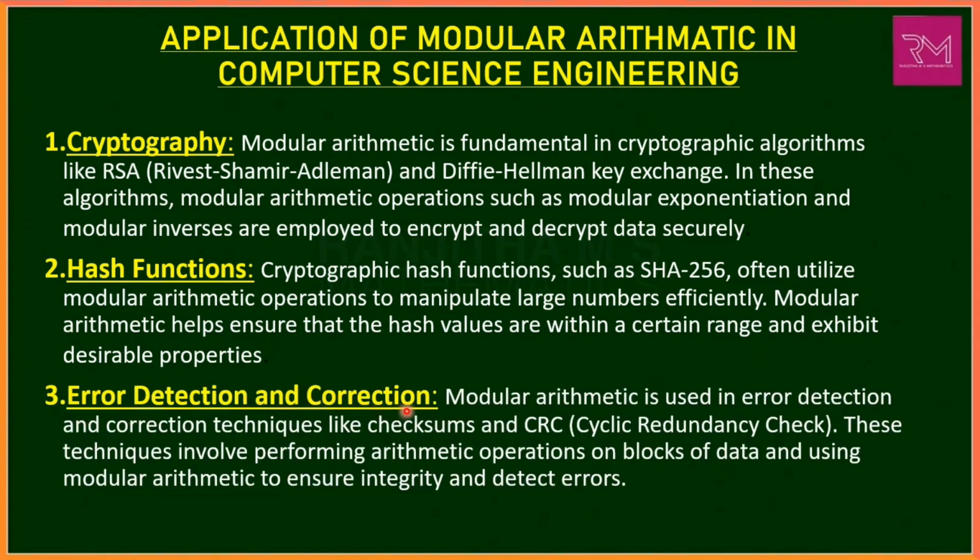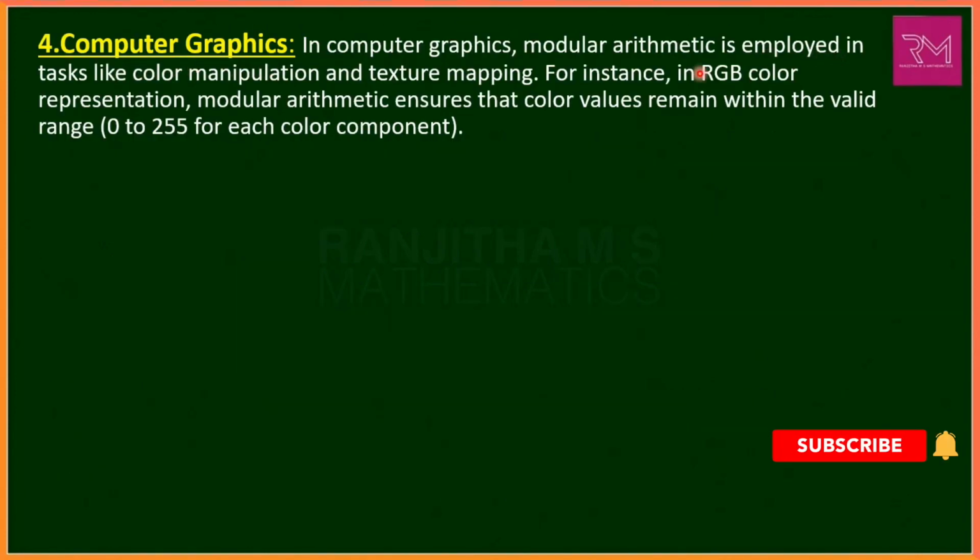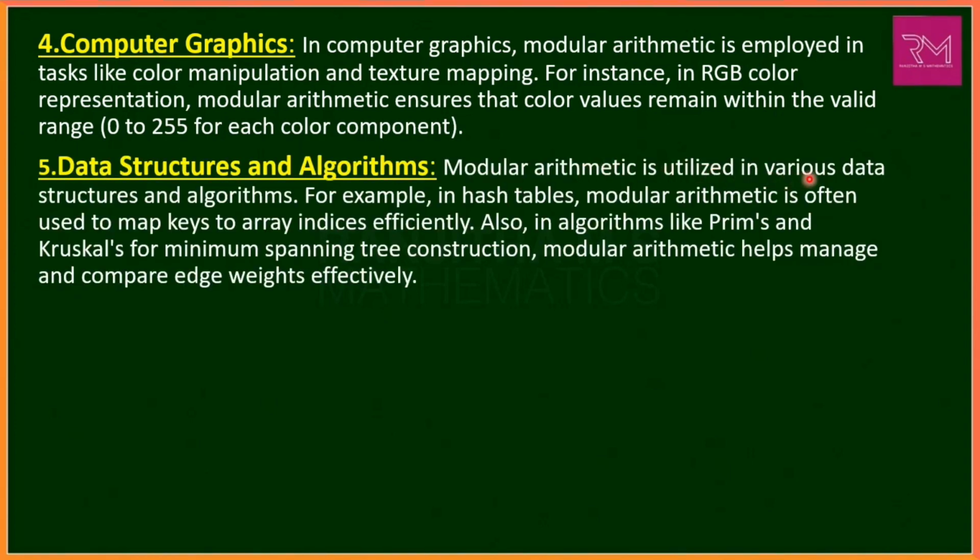In error detection and correction, modular arithmetic is used in techniques like checksums and CRC. These techniques involve performing arithmetic operations on blocks of data and using modular arithmetic to ensure integrity and detect errors. In computer graphics, modular arithmetic is employed in tasks like color manipulation and texture mapping. For instance, in RGB color representation, modular arithmetic ensures that color values remain within the valid range. Modular arithmetic is also utilized in various data structures and algorithms. For example, in hash tables, it is often used to map keys to array indices efficiently. Also in algorithms like Prim's and Kruskal's for minimum spanning tree construction, modular arithmetic helps manage and compare edge weights effectively.